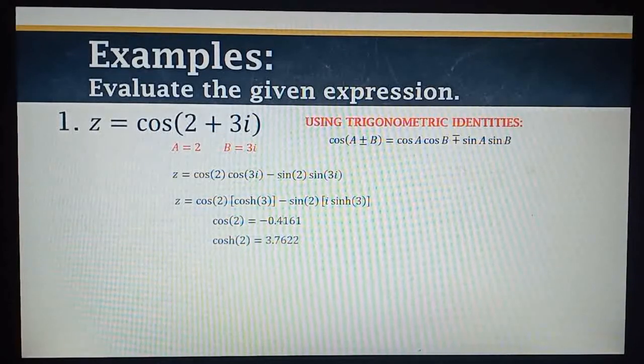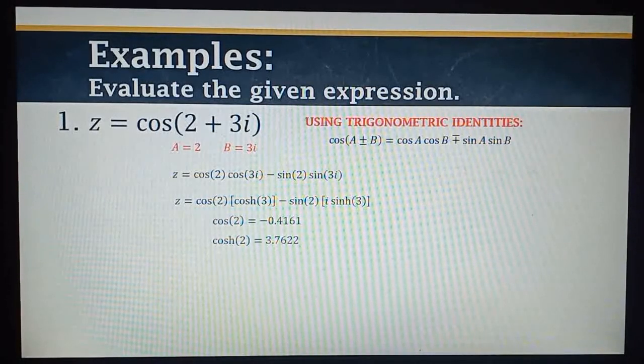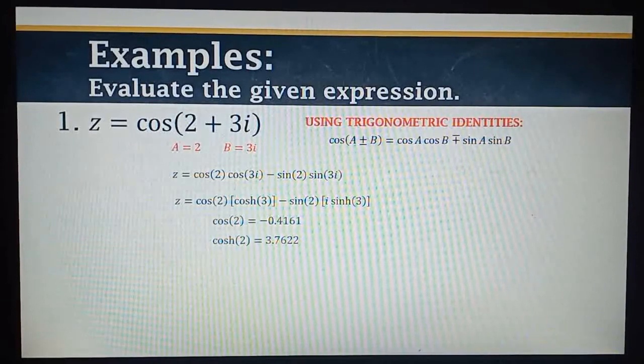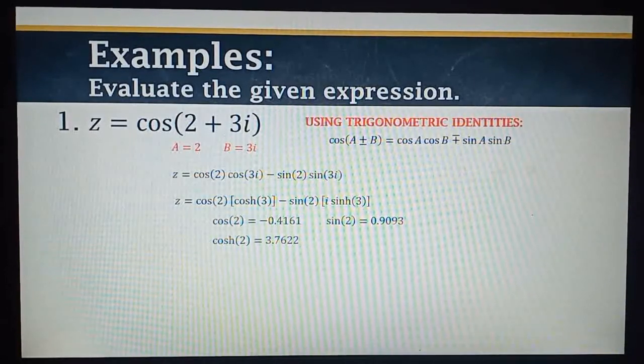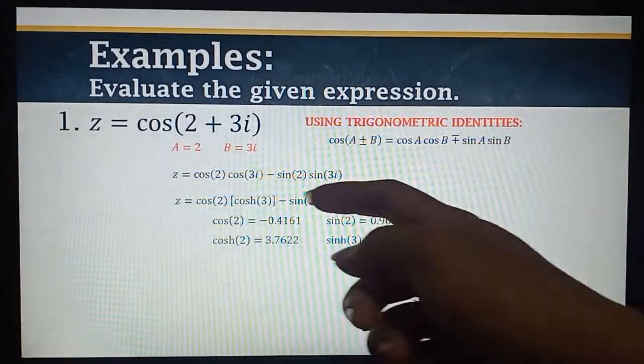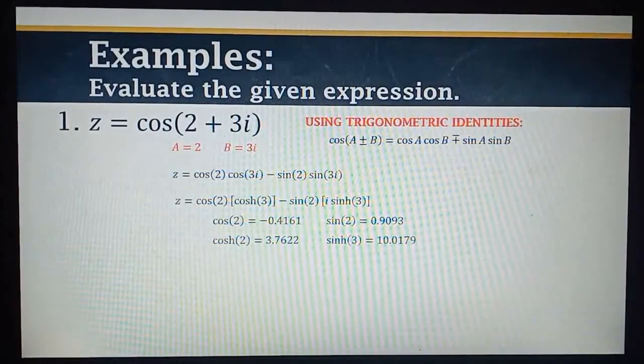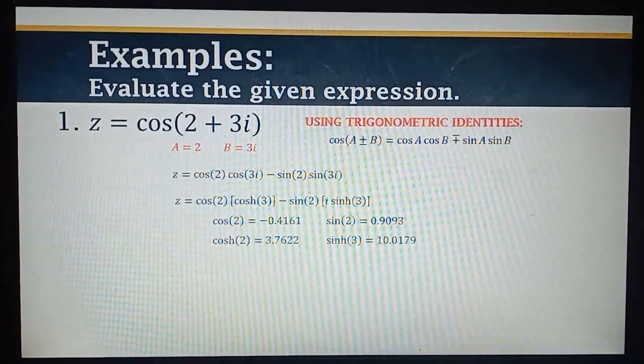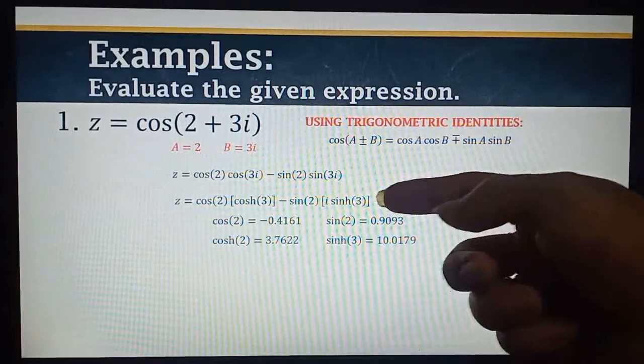0.4161. Then the hyperbolic cosine 2 is equivalent to 3.7622. Then our sine of 2 is 0.9093. Then our hyperbolic sine of 3 is 10.0179. For all these values, the calculator must be in radians. Then we apply them now to this equation.